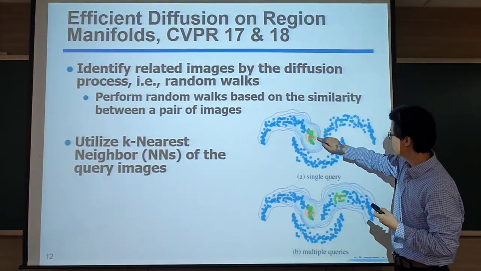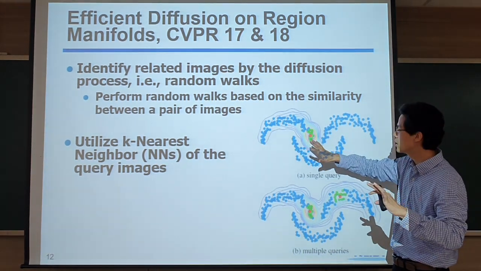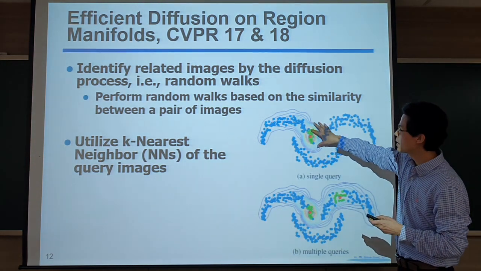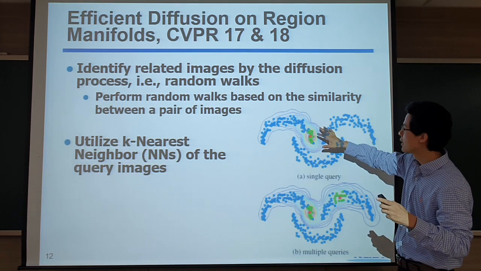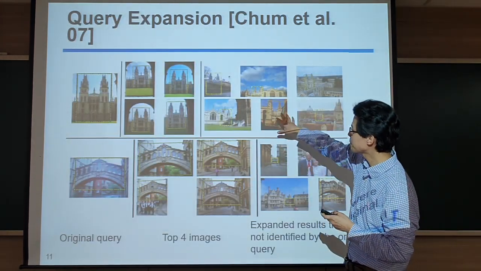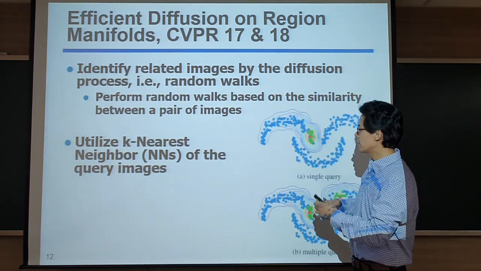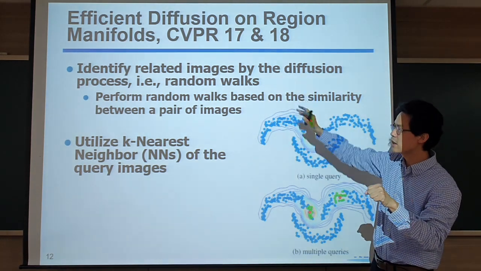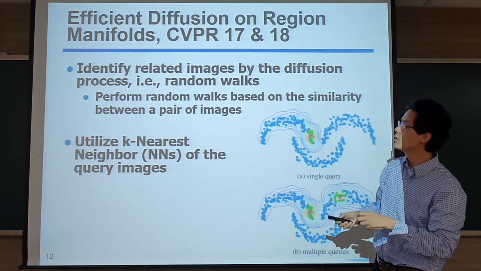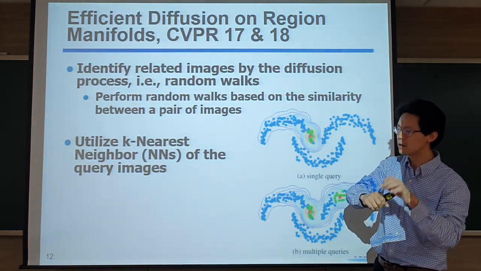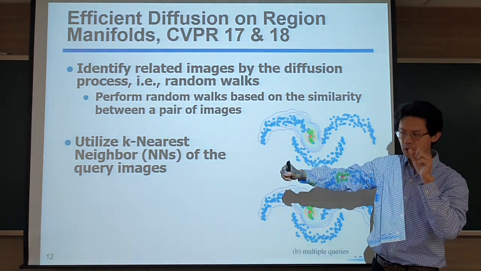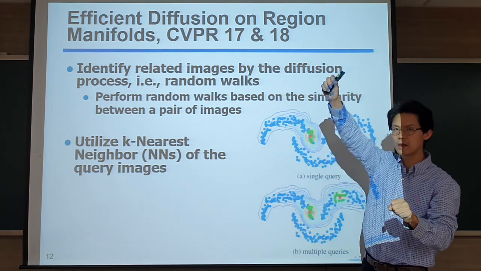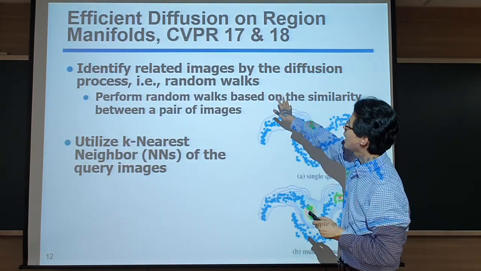So the main idea is that, suppose this is the query image, and you identify nearby similar images. In other words, you identify these top four images, which are similar to the query, and then based on that, you can keep identifying similar images. The main difference between the diffusion process and query expansion is that in diffusion they look at all the relations between, say, here to there or here to there. On the other hand, in query expansion, when you identify an image here, we look at the relationship between the query image and this one, and then the relationship from here to there. We don't look at the relationship between here and there. That's the main difference between query expansion and this kind of approach.